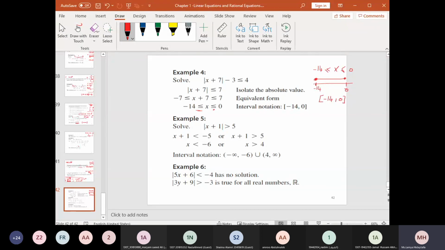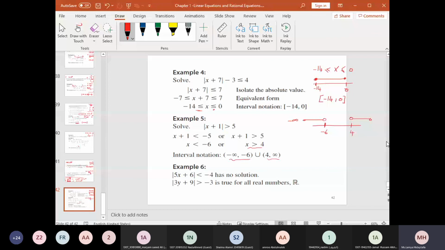So what is the solution? This is minus 6, and it's open, going from here up to minus infinity, and the other side greater than 4. This is 4, and since there is no equality, it will be open from here up to infinity. So it will be minus infinity to minus 6, union 4 to infinity. So this is the solution for that inequality. Clear?